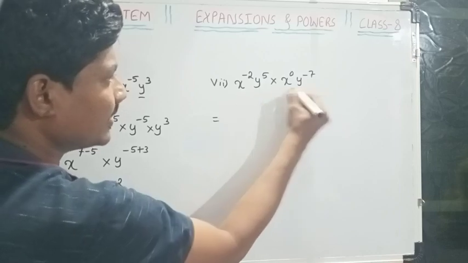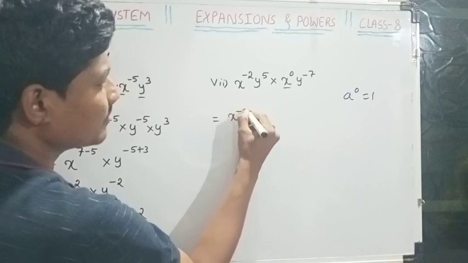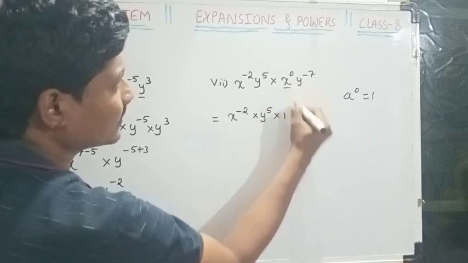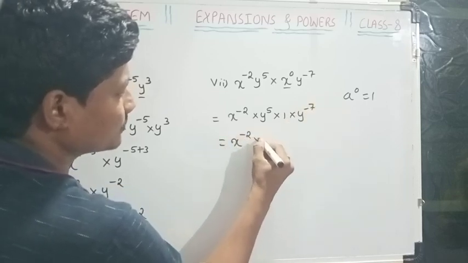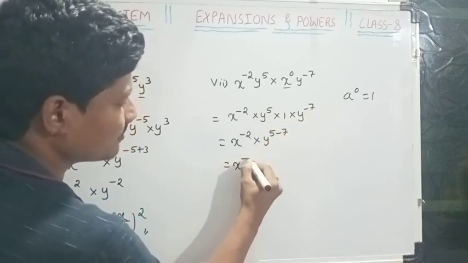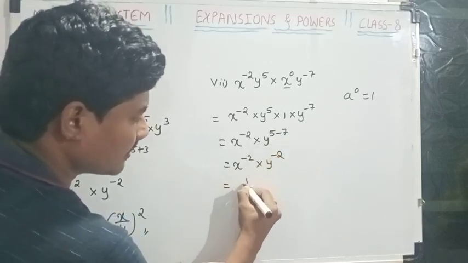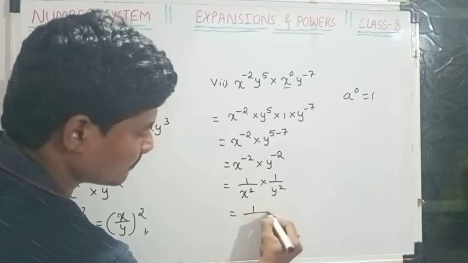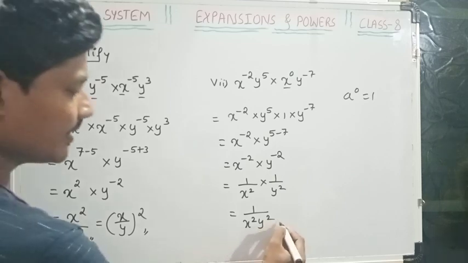x to the power minus 2. We know that a to the power 0 is equal to 1, therefore x to the power 0 is also 1. x to the power minus 2 into y to the power 5 into x to the power 0, which is 1, into y to the power minus 7. x to the power minus 2 into y to the power 5 minus 7. y to the power 5 minus 7 is minus 2. I'll take this x to the power minus 2 downside, it becomes 1 upon x square and 1 upon y square. It can be written as 1 upon x square y square. This is the required answer.